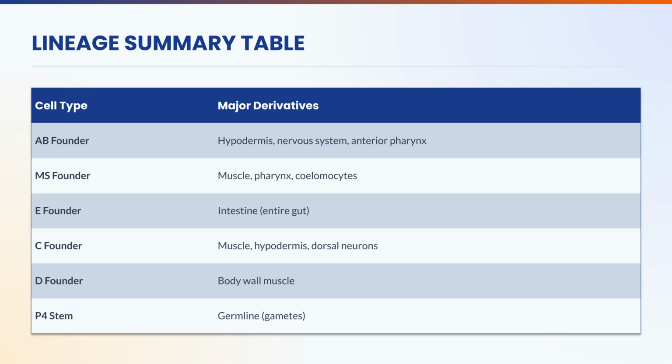midline. The lineage summary table provides an overview of the major derivatives from the 6 founder cells. The AB founder forms the nervous system and hypodermis, MS forms muscle and pharynx, E forms the gut, C forms muscle and hypodermis, D forms body wall muscle, and P4 forms the germline.